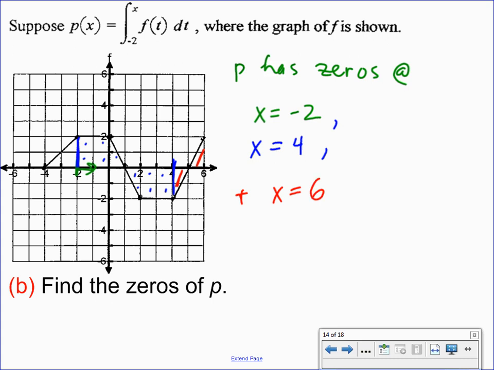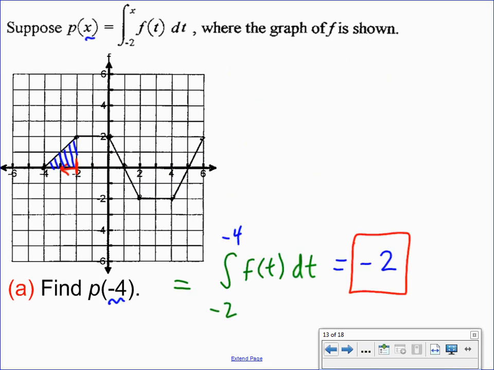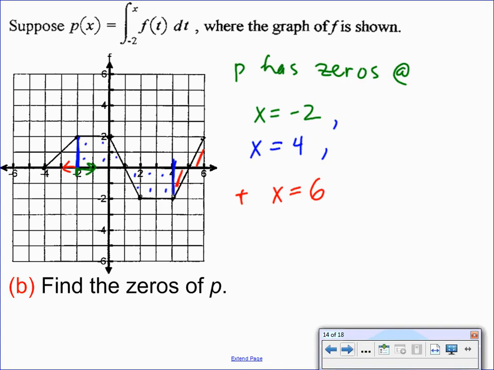P has zeros at x equals -2, at x equals 4, and at x equals 6. Wait a minute, we didn't scan the other direction though. If we scan the other direction, will I run into any zeros? Well, if I scan from -2 to the left, from right to left, then that area above the x-axis will count in the opposite sense. It'll be down 1, 2 units. We already did that. P of -4 is -2, and so that's not a zero of the function because P doesn't equal 0. Awesome. So I have 3 zeros.